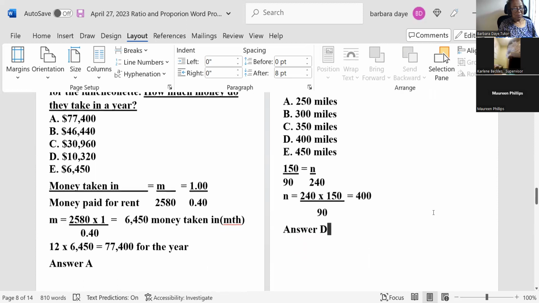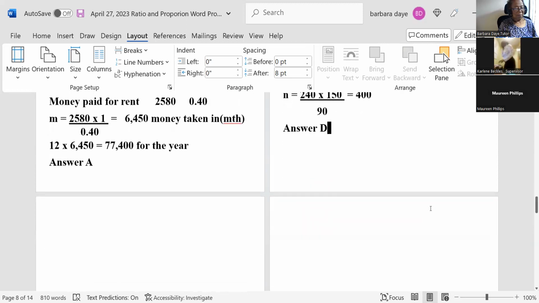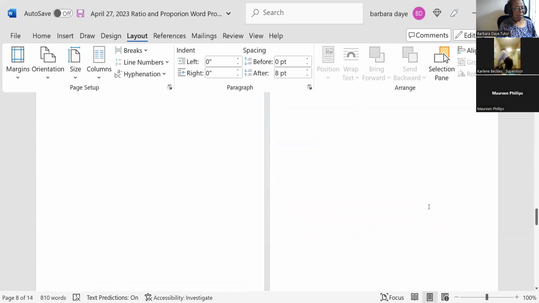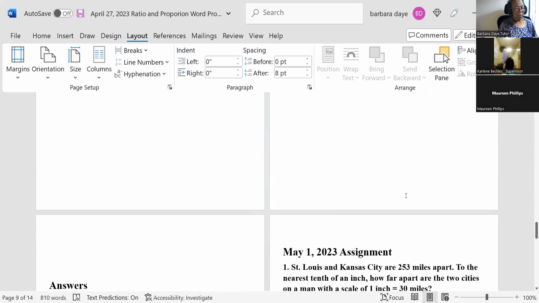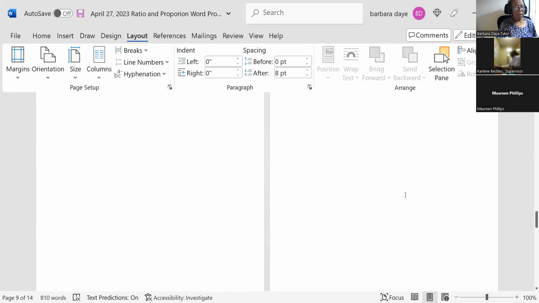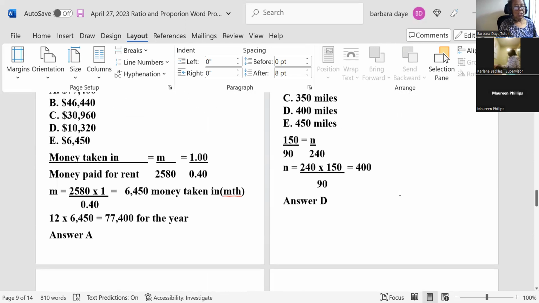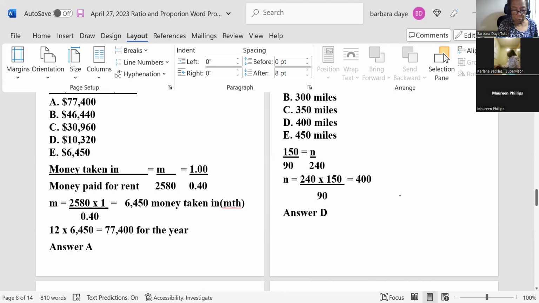Excellent. Well, Sadie will have a good thing to look at when she looks at the. Okay. Now, all right. Any questions on ratio and proportion, Maureen?